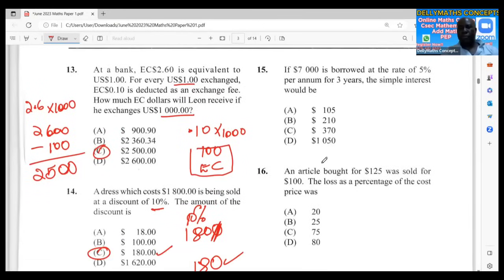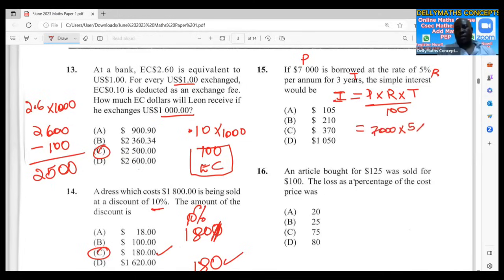Let's go to 15. Number 15 says $7,000 is borrowed at a rate of 5% for 3 years. The simple interest would be what? The simple interest formula is simply P times R times T over 100. The money invested or borrowed, that's your principal. Your rate is 5 and the time is 3. What we have here is 7,000 multiplied by 5 multiplied by 3 all over 100.